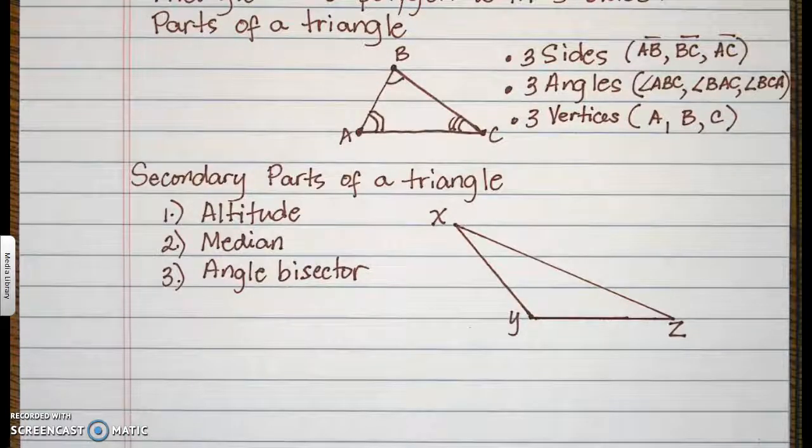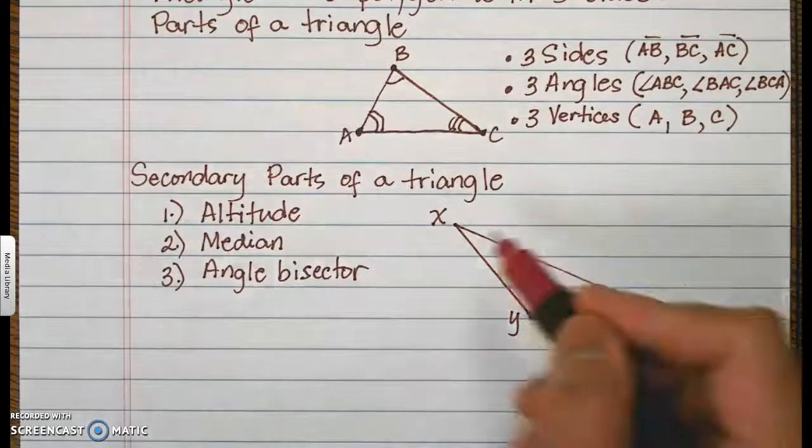Now we go to the secondary parts of a triangle. These are altitude, median, and angle bisector. The altitude is the perpendicular segment that connects a vertex of a triangle to the line containing the opposite side. Let us begin drawing this.